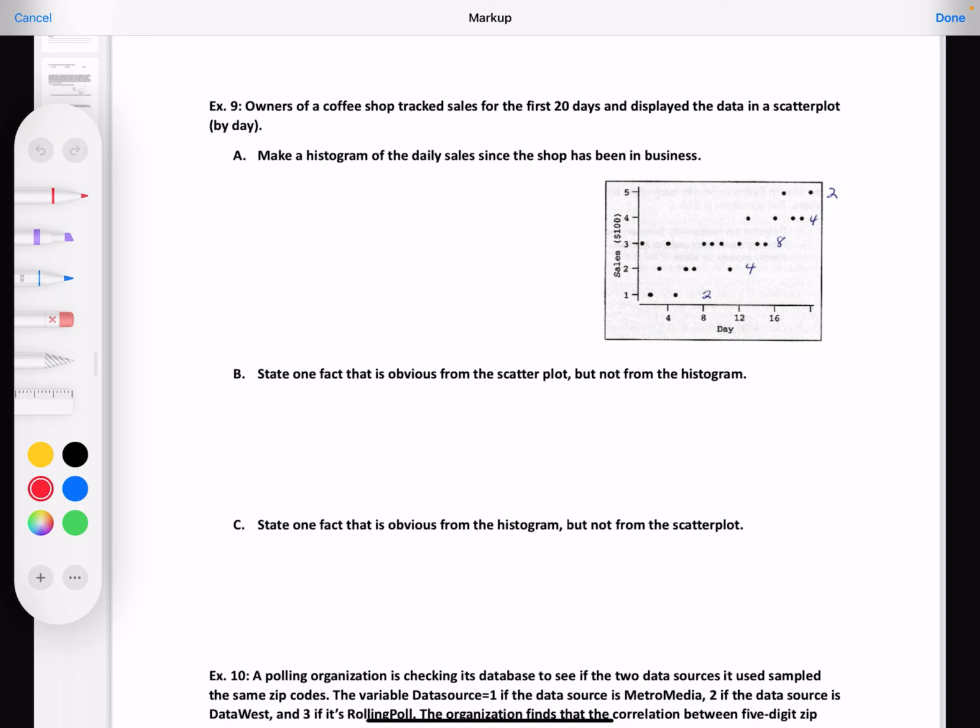All right. Owners of a coffee shop tracked sales for the first 20 days and displayed the data in a scatter plot by day. Make a histogram of the daily sales since the shop has been in business. Okay, so we have days here, sales in dollars. Just to check, quantitative variables. This isn't a scatter plot, so it's not linear, but anyways, quantitative, not necessarily outliers.